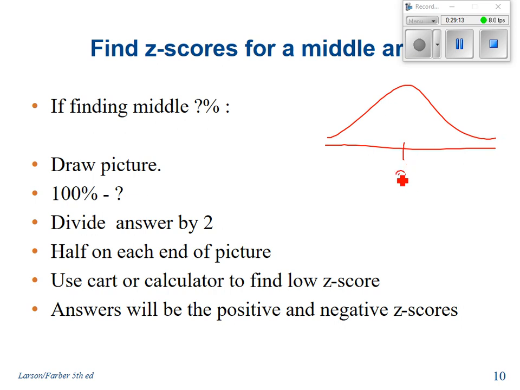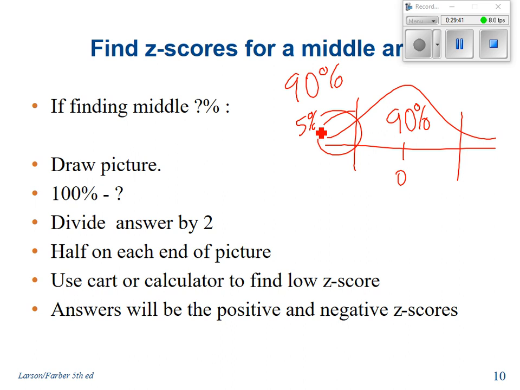Draw your picture. We know zero's in the middle, and decide what we are going by. If it's a percentage, we have to decide, okay, we want 90% in the middle, let's say. So I know it's going to go something like this, and we want 90% in here. Once you know that there's 90% in the middle, what percentage is going to be on this end? 5%. What percent's going to be on the other end? 5%.